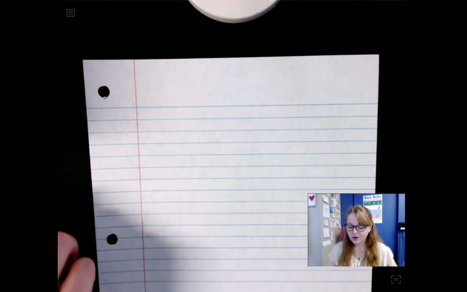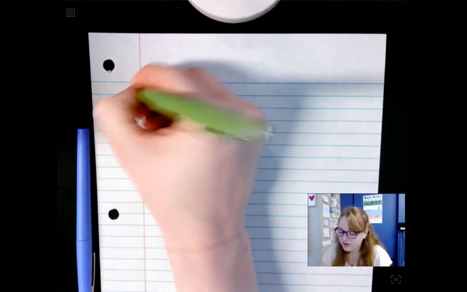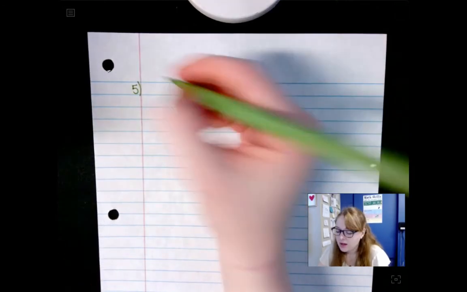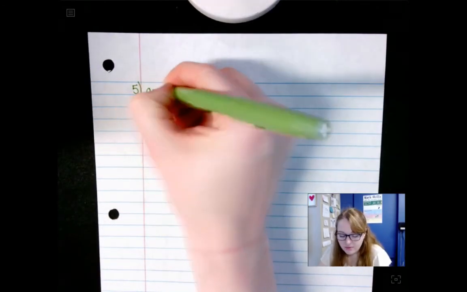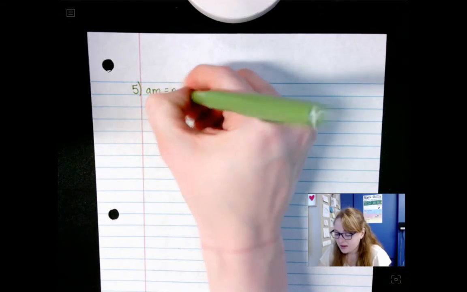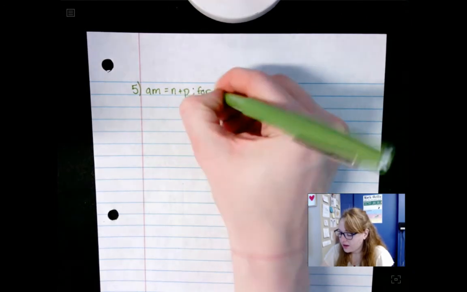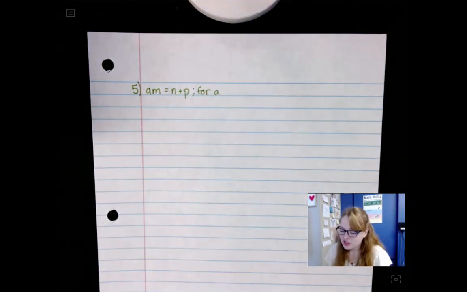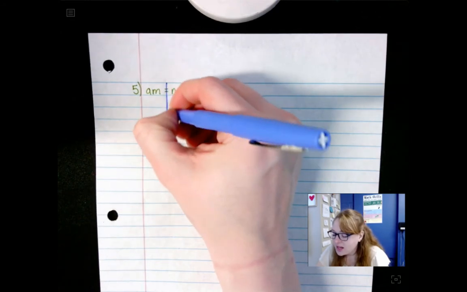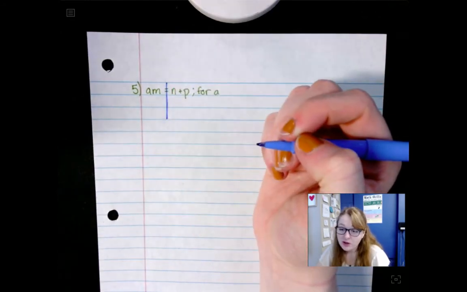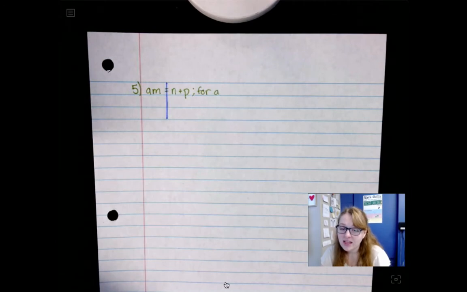Take a look at some harder ones. So on page 42, number 5, again, we're only doing 9 of these, is A times M equals N plus P. And we're going to solve for A. So the first thing I'm going to look at is, do we have any like terms on either side of the equal sign? I know A and M are not like terms. I know N and P are not like terms. So no, we do not have any like terms on one half of the equal sign.